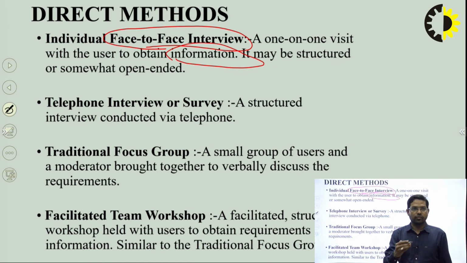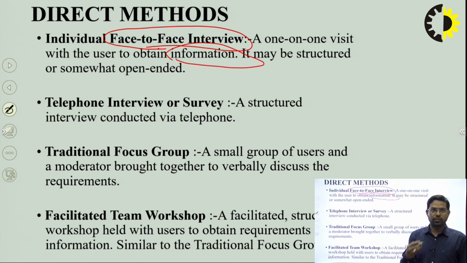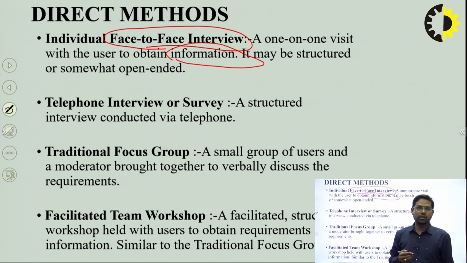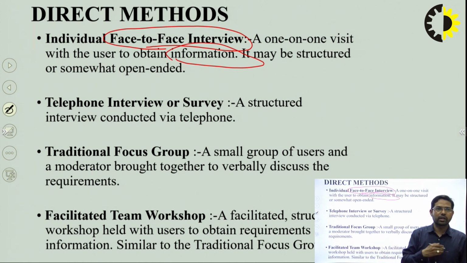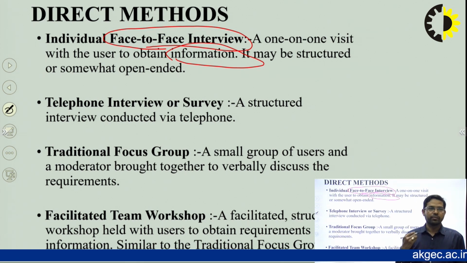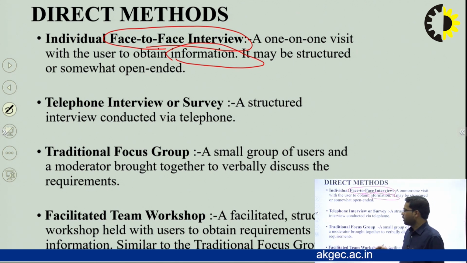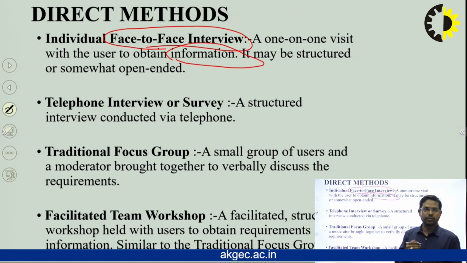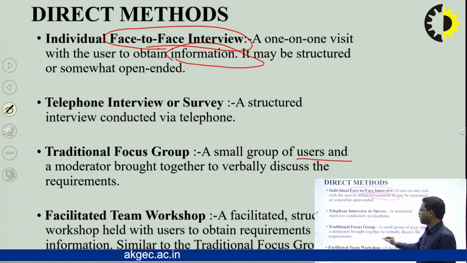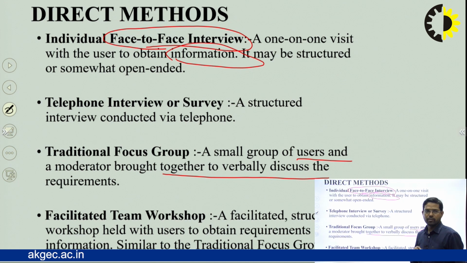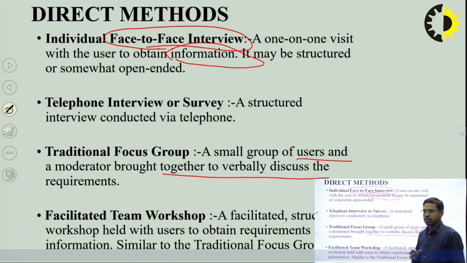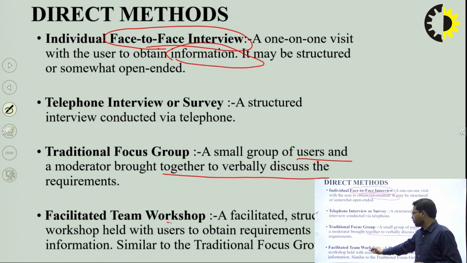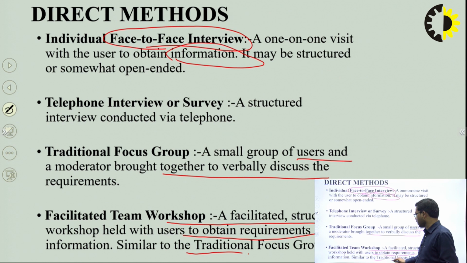Second, if we are not meeting one to one, we use a telephone interview or survey, a structured interview conducted by telephone. For example, there is a survey of 10 to 15 questions, and I ask you those questions. That is the telephonic interview. Next is the traditional focus group: a small group of users and a moderator brought together to verbally discuss the requirements. Then facilitated team workshops: a structured workshop held with the users to obtain requirements information, similar to the traditional focus group.